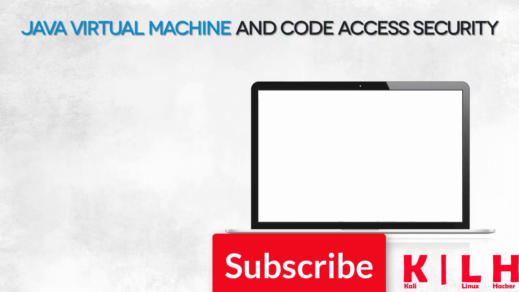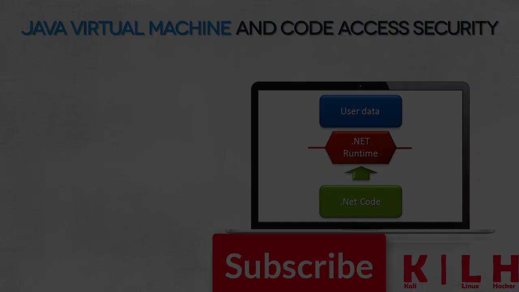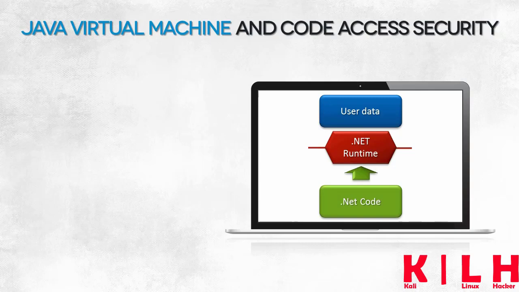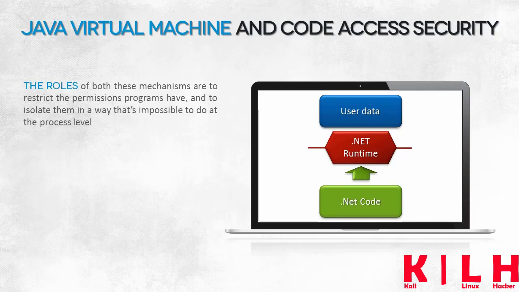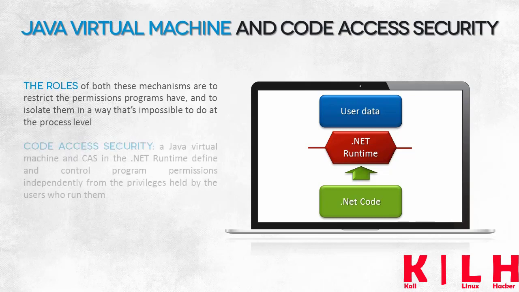Let's now move to a Java virtual machine and code access security. I'm talking about the .NET framework. Both technologies allow granting permissions to programs. As we already know, a process doesn't define a security boundary. A solution that can effectively replace this is the code access security mechanism.